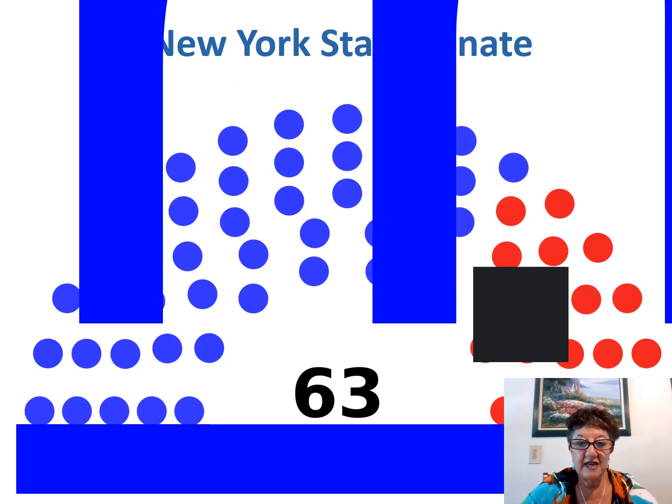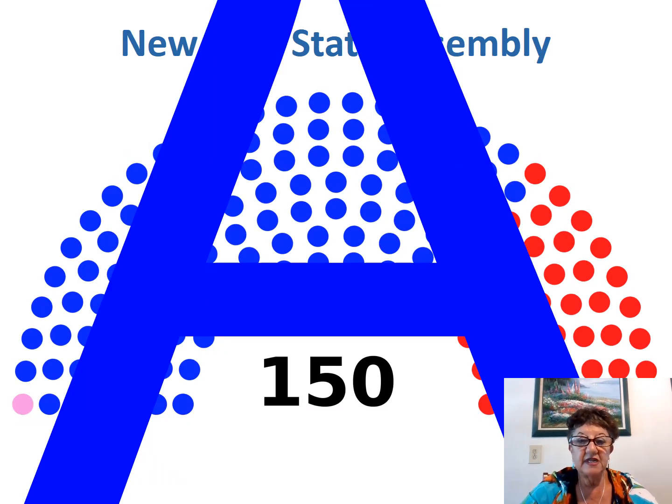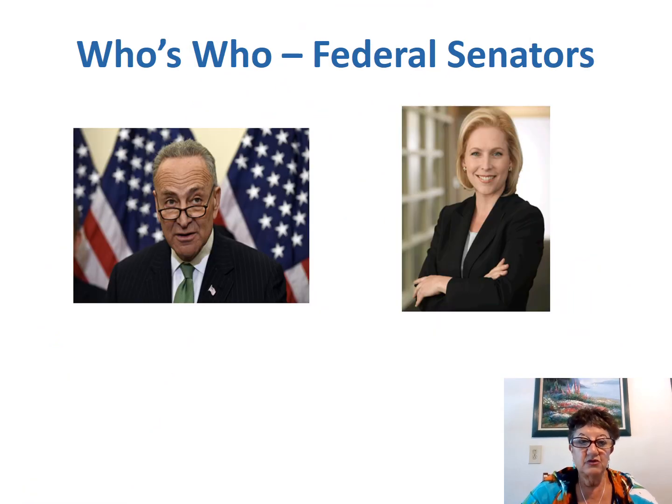And so New York State Senate, the blue is the Democrats and the red is the Republicans. So right now we have the majority of the Democrats. Same thing with the Assembly, 150 members, and the majority are the Democrats at this point in time. So who's who? Senator Charles Schumer and Kirsten Gillibrand are our federal senators, but you may choose to do your elected assembly people. So that's why you're going to look up the particular addresses of them.